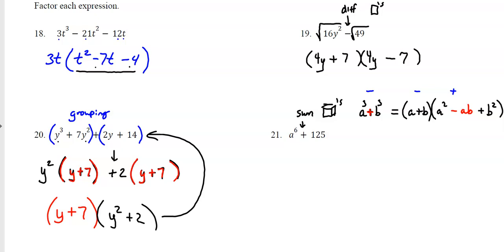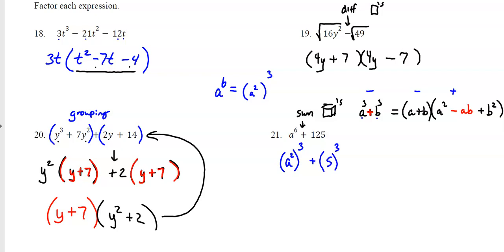So the first thing is I want to rewrite this as 2 cubes. So I want it to be in the form something cubed plus something cubed. So I can rewrite a to the 6th. A to the 6th can be written as a cube. Well, how could I rewrite as a cube? Well, I could use a squared to the 3rd power. So this is going to be a squared cubed plus, well, 125 is just 5 cubed.